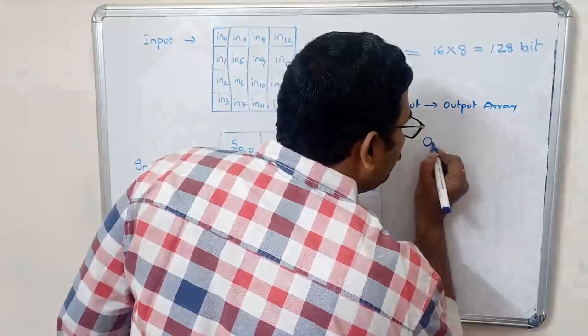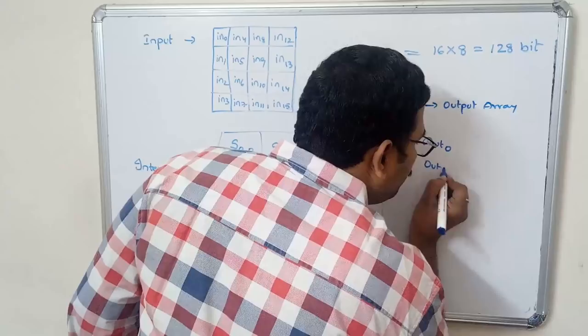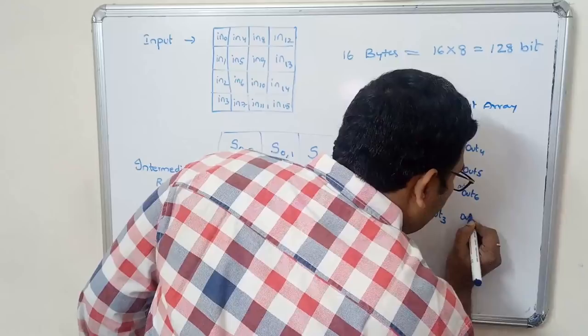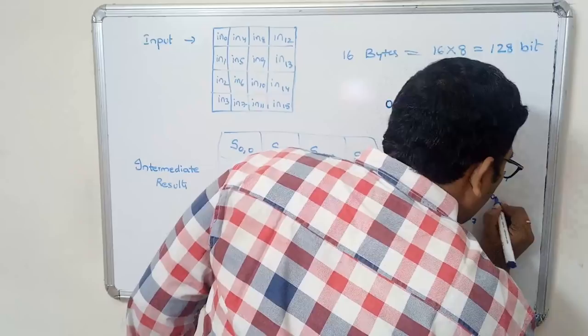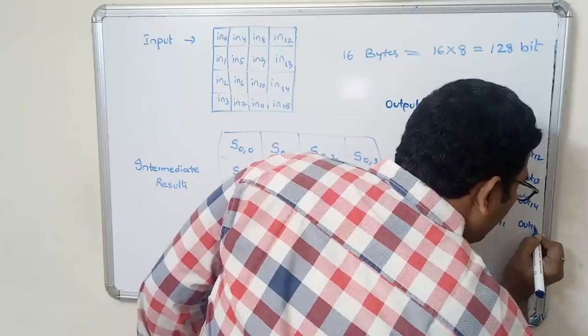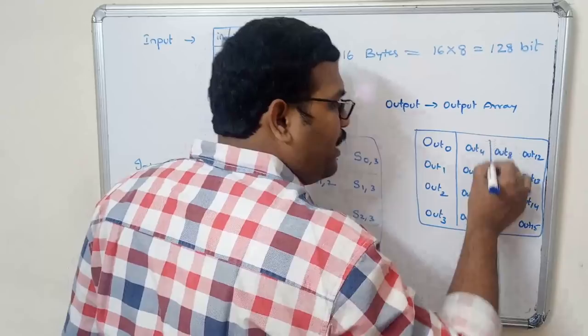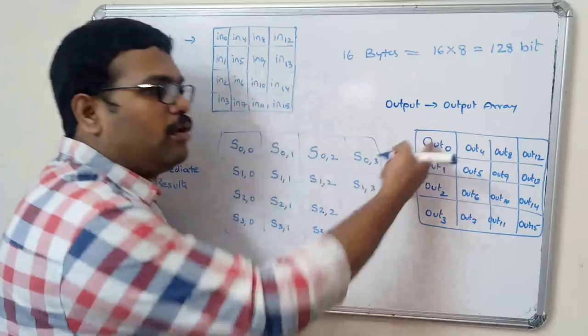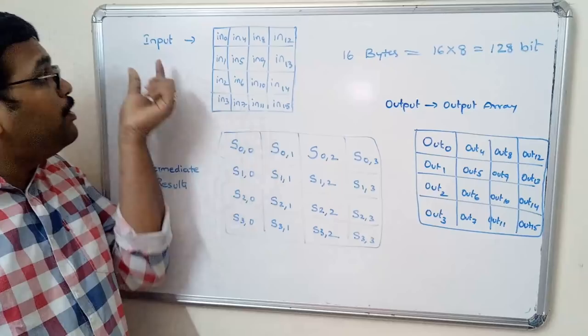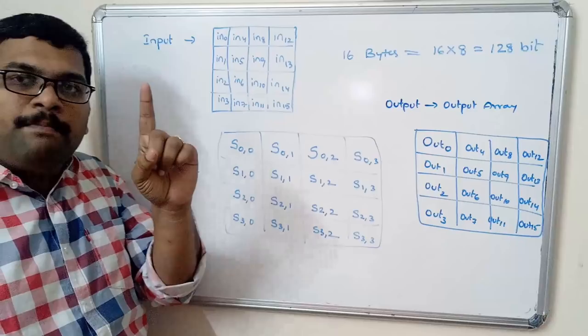So output 0, output 1, output 2, output 3. Similarly, output 4, output 5, output 6, output 7, output 8, output 9, 10, 11, 12, 13, 14, 15. So this is the output array, which is again represented in a 4x4 table. Each cell represents 1 byte, so in total we get 128 bits. The input is stored in the input array, each block consists of 1 byte, so total 16 bytes, that is 128 bits.